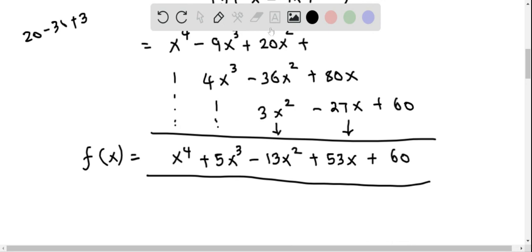Okay, there is a correction over here. This is not positive 5, because this is negative 9, positive 4, which is negative 5x cube.